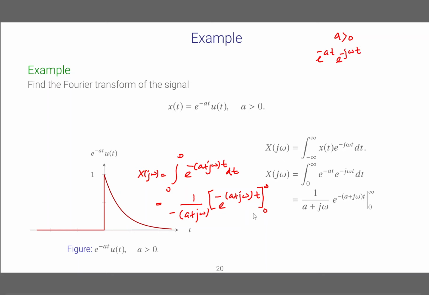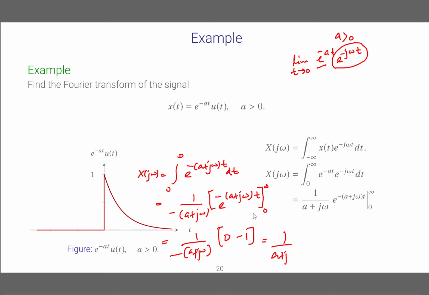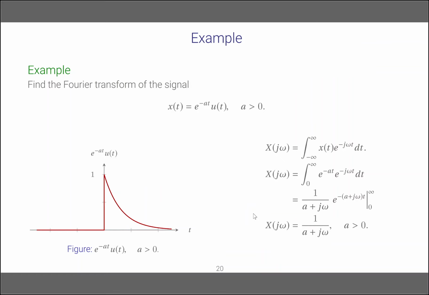So you want to set the limit t goes to infinity. You can see this one has the magnitude 1 as we have seen before, and this one's magnitude becomes 0. As a result, you have 1 over minus (a plus jω) times 0 minus 1, which is 1 over a plus jω. Alright, so this is the answer.